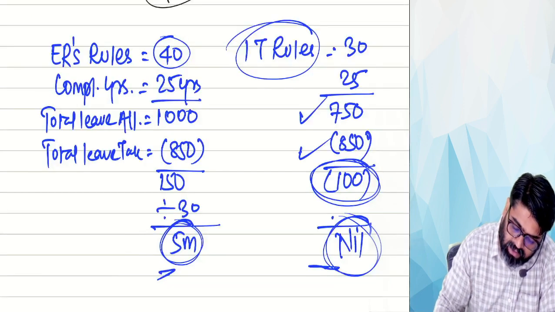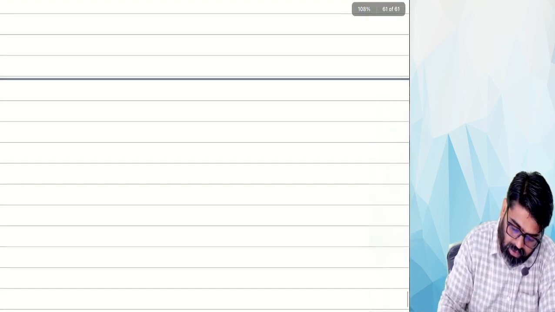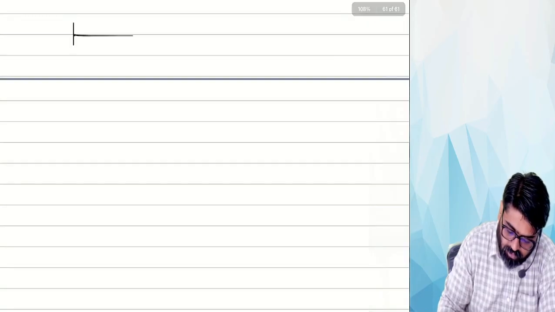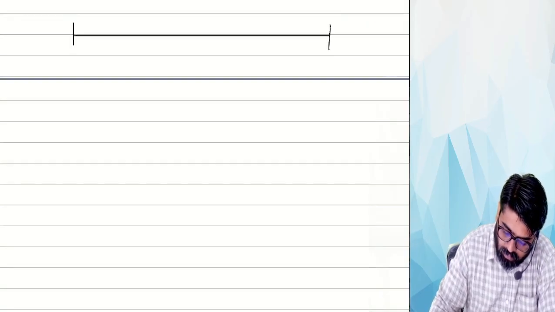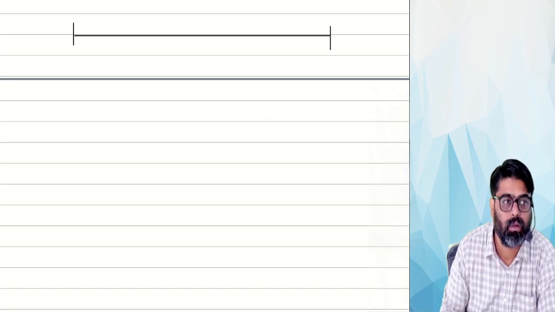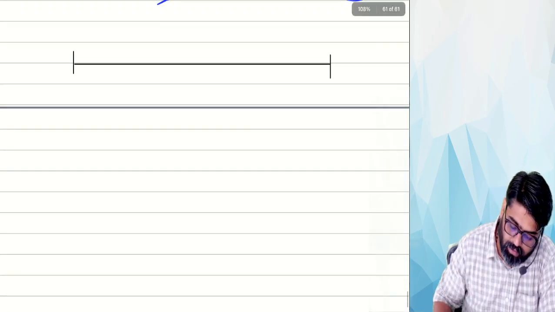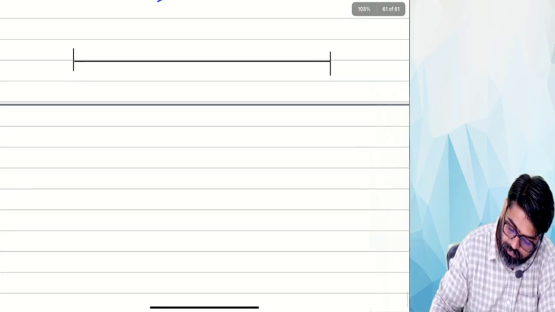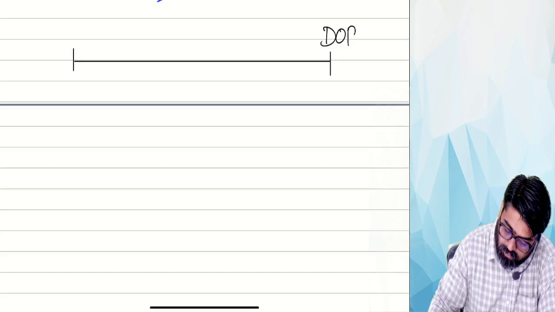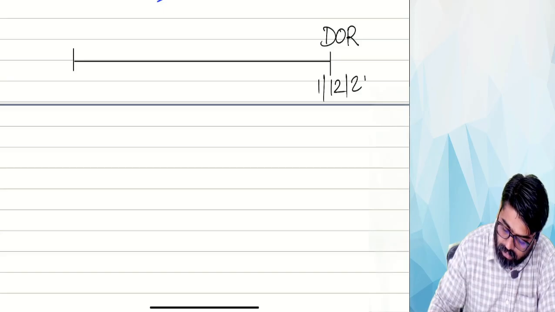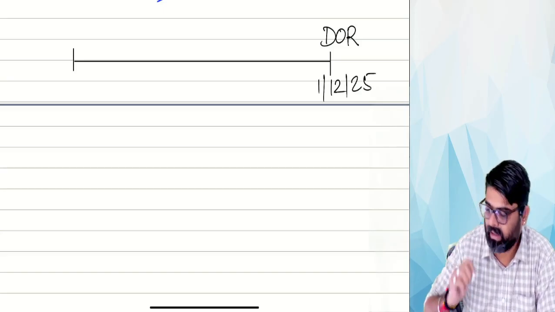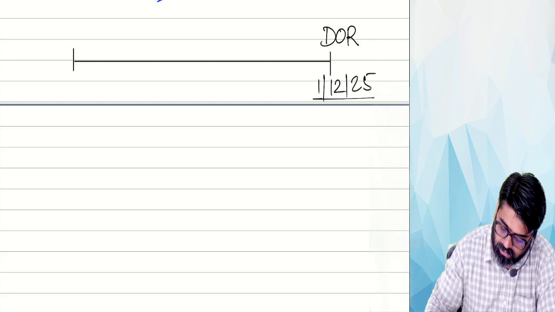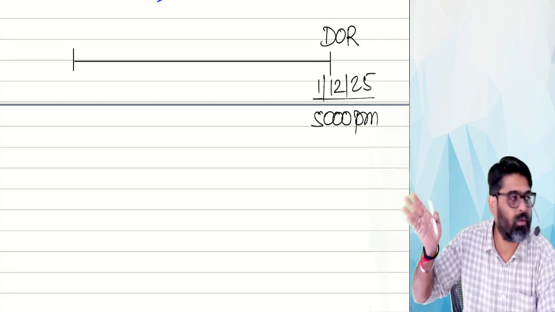If I put this thing in a timeline, you will come to know what I want to tell you. You have to take the salary for how many months? 10 months. So first of all, look at this timeline. What is the date of retirement? Date of retirement is 1st of December 2025. So at the time when he is getting retired, what was his basic? At the time of retirement, it is 5,000.